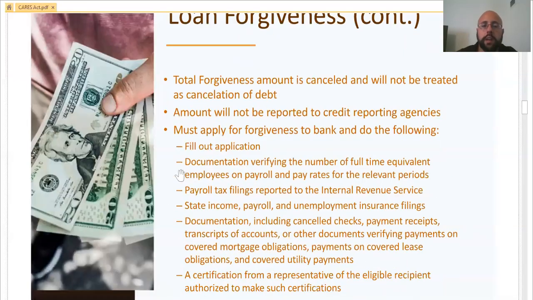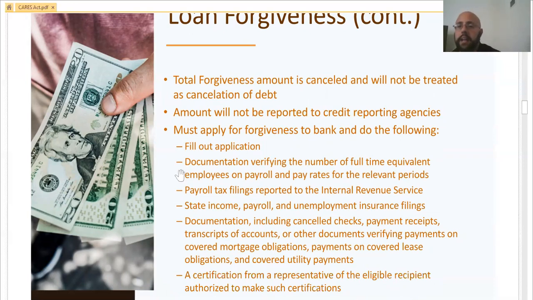Loan forgiveness. So if you apply for the loan forgiveness, which you do not apply for when you apply for the loan, one thing that people think is that they're applying for a forgiveness or free money. You are applying for a loan. After June 30th, you can start applying for loan forgiveness. You must apply for the loan forgiveness. It is a separate application process from the loan itself.